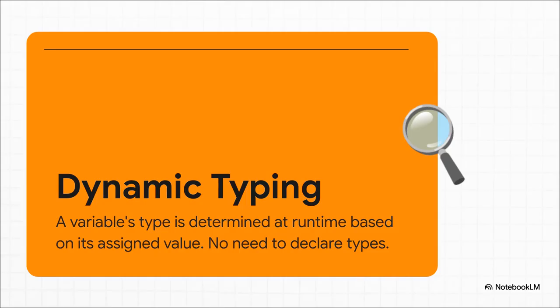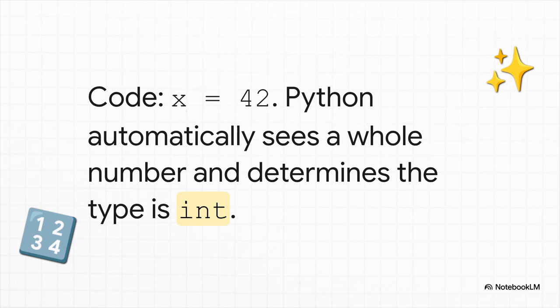Now, here's where Python starts to feel a little bit magical. It uses something called dynamic typing. See, in some other languages, you have to tell the computer ahead of time, hey, this variable is always going to be a number. But not Python. Python is smart. It just figures it out on the fly while the code is running, and that makes it incredibly flexible.